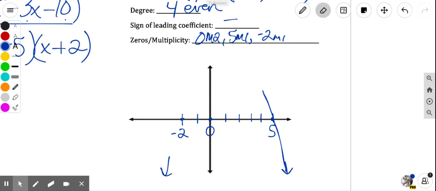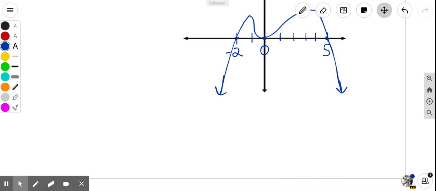I'm gonna fix this a little bit. Oops, I did not mean to erase all of that. Oh boy, okay, that's all right. There we go, something like that. Okay, so there's that one.